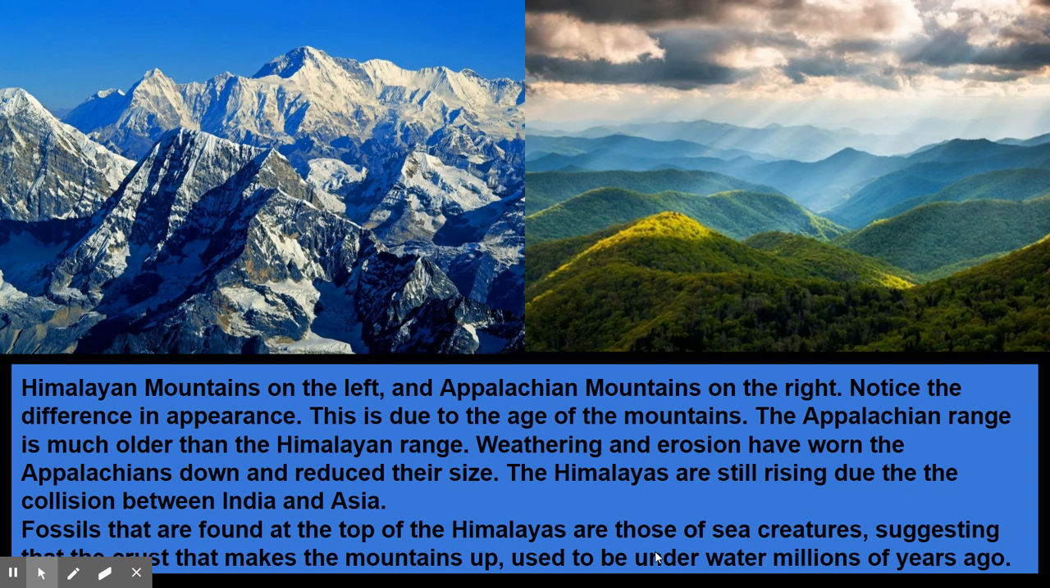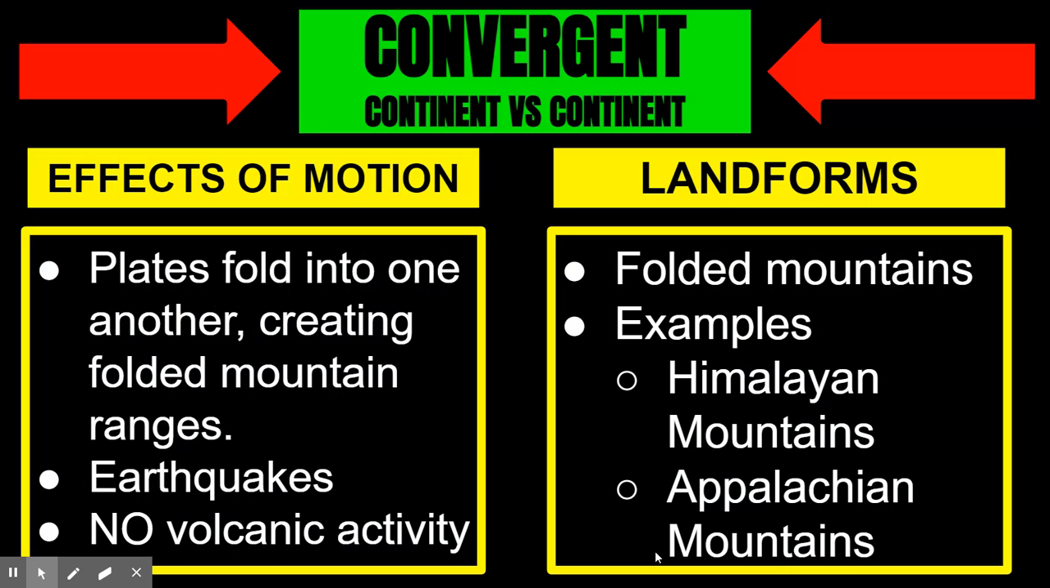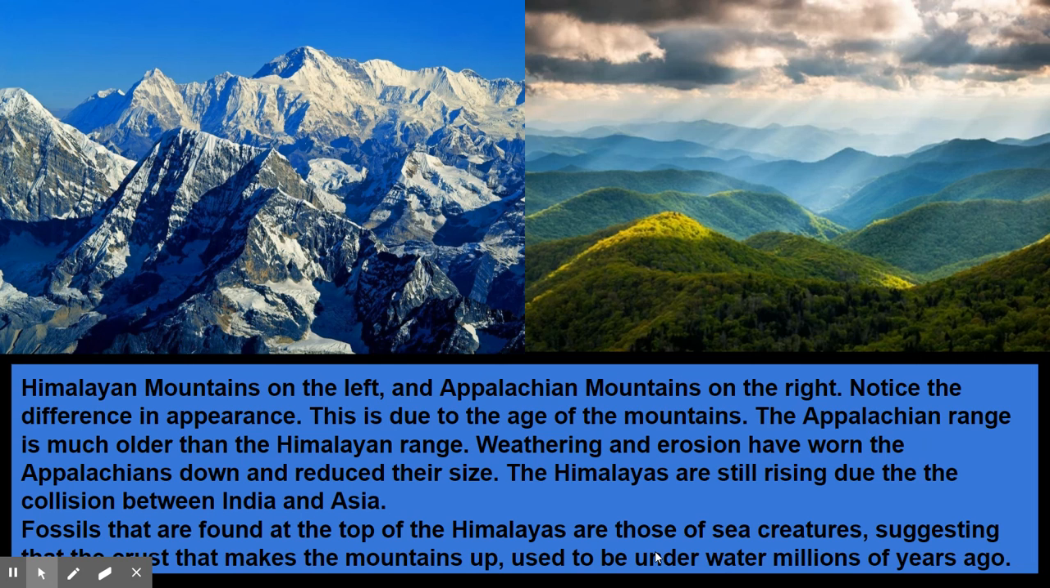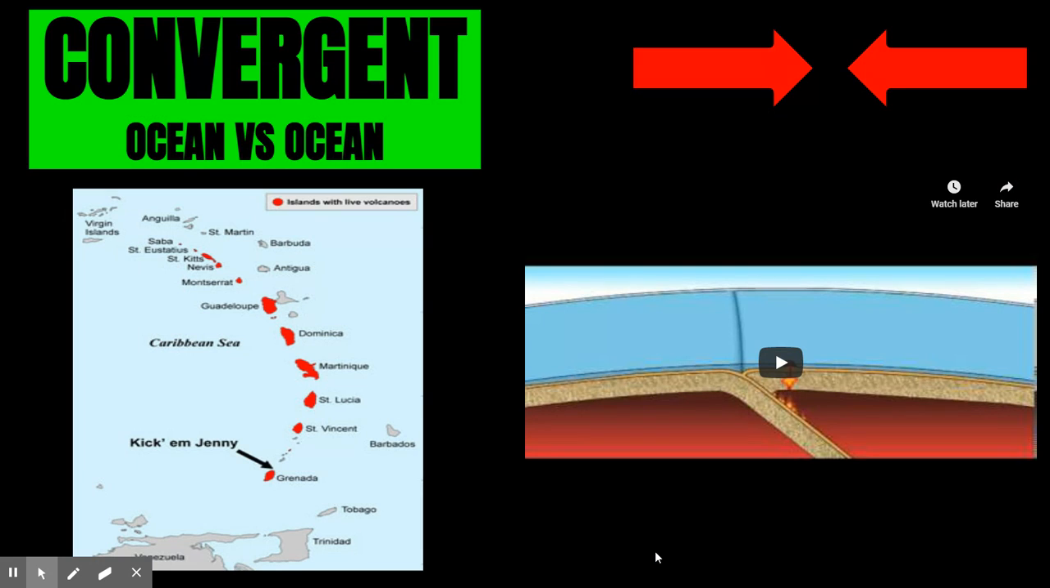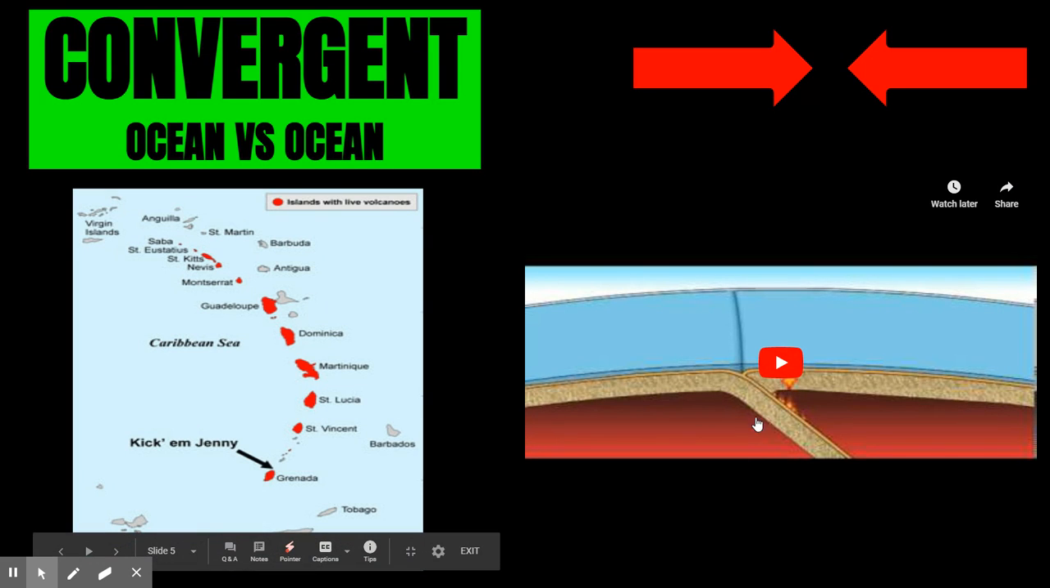So that, in a nutshell, is continent versus continent. Again, the landforms, the most important piece there, are folded mountains. Okay, so let's talk a little bit about convergent versus ocean.